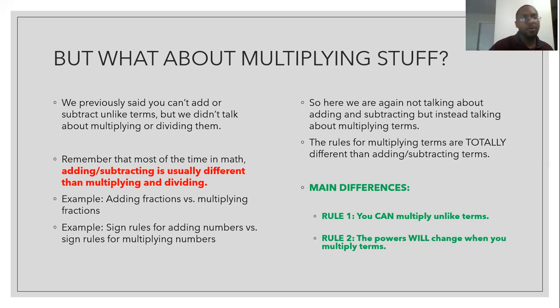So like I had 4x plus 3x gives me 7x, or 6x squared minus 5x squared gives me 1x squared. See, notice the squared doesn't change. When you multiply terms together, the power will change. So those are the two main differences when we talk about multiplying terms.